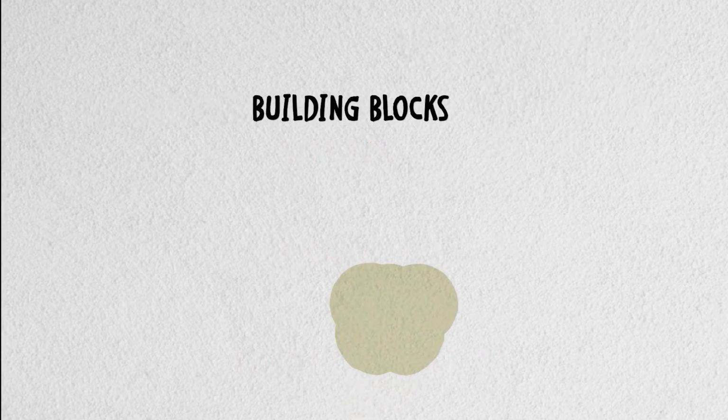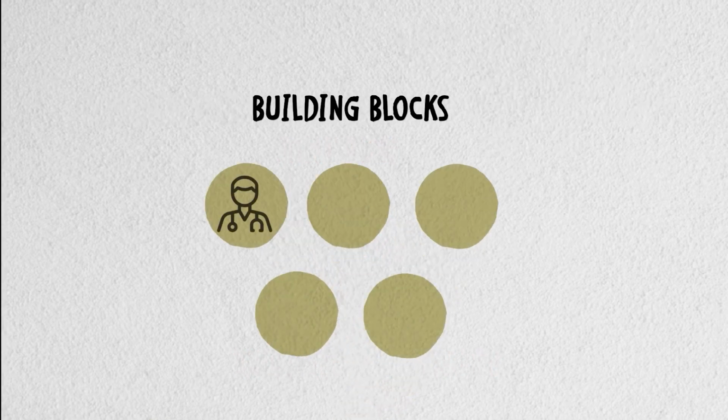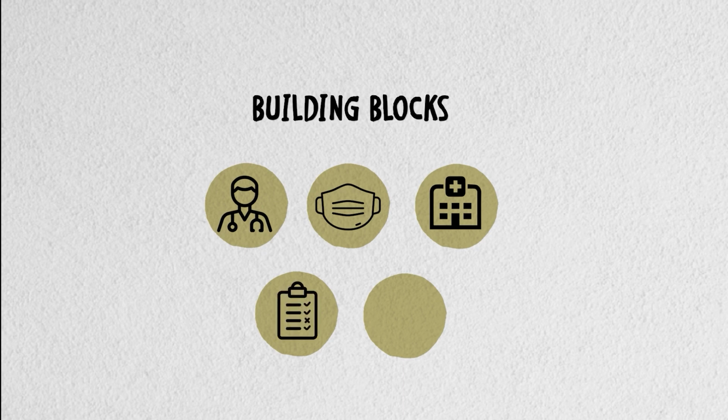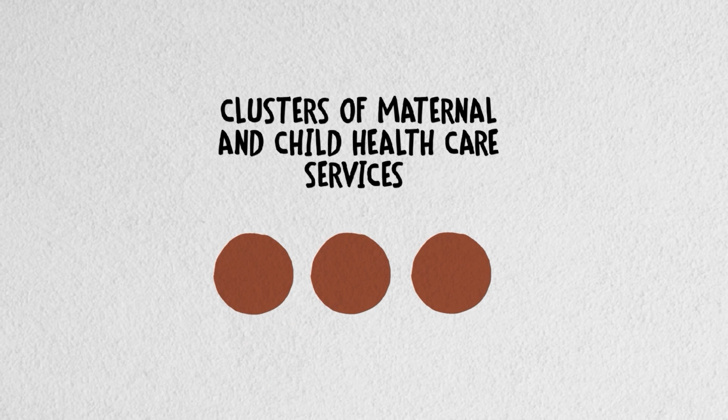The building blocks are human resources, inputs for primary healthcare, infrastructure of primary care units, planning and organization of the health team's work processes, and the system of reference and regulation. The clusters of maternal and child healthcare services are prenatal care, child health care, and infrastructure for immunization activities.